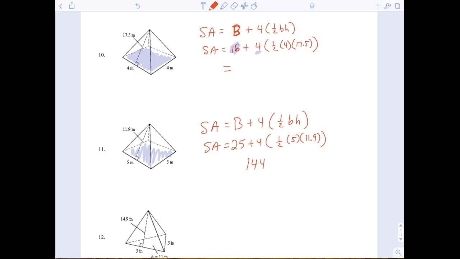Tell me what it was. 156 meters squared and 144 meters squared. Ian, what's the matter? Come on, man. I mean, no, because we're doing area, not volume. Agreed?